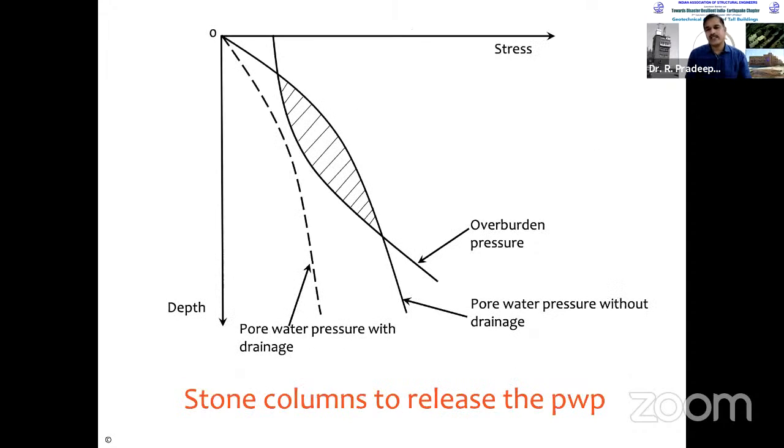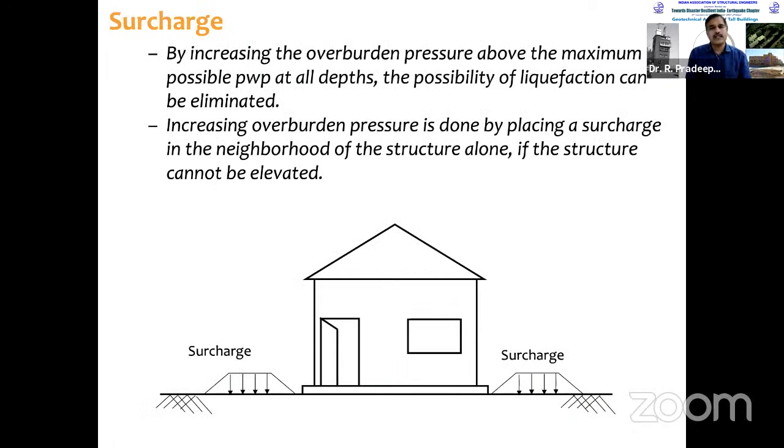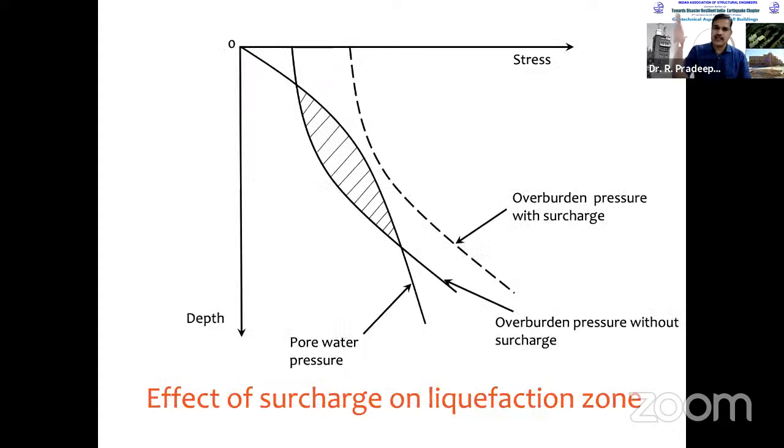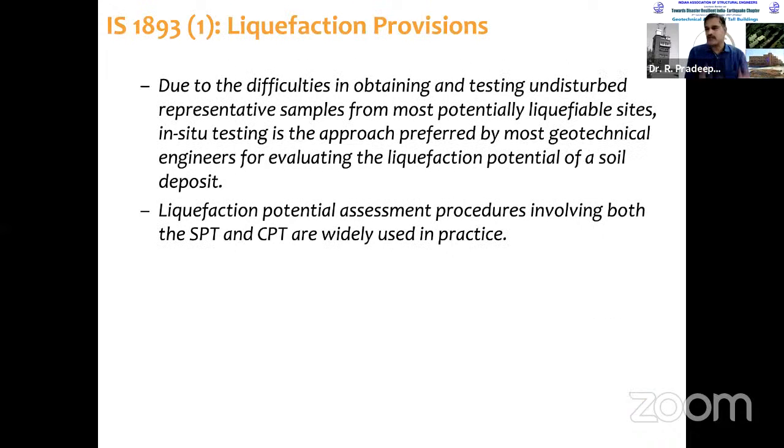So in the diagram we can see it like this. If we release excessive pore water pressure, the curve suddenly drops down. Thereby, these two are not intersecting, the overburden pressure curve and the excessive pore water pressure curve. So that means we are free from liquefaction. Then the second one is what? Surcharge. You put a lot of weight, surcharge weight, and increase the overburden pressure line so that these two curves are not intersecting. So this is one way to get rid of liquefaction. So these are the two things, and then the combination of these two things.